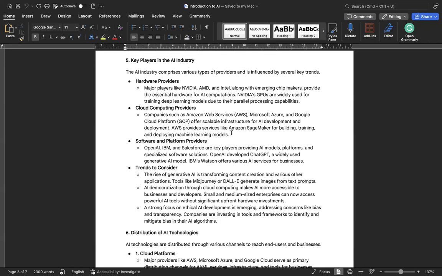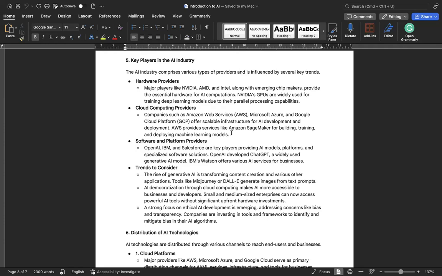Then the next part, key players in the artificial intelligence industry. Yes, when it comes to AI, we should have hardware providers, otherwise we can't run all these models. And then we have the cloud computing providers, because sometimes we are not using desktop applications. We have to use AWS services and the rest of the cloud services as well, maybe Google. And for the software and platform providers, maybe ChatGPT, Gemini, and so on. These platforms or tools we may also have used.